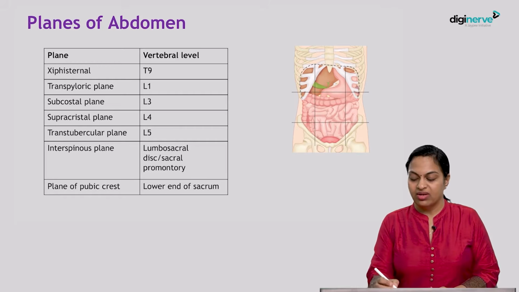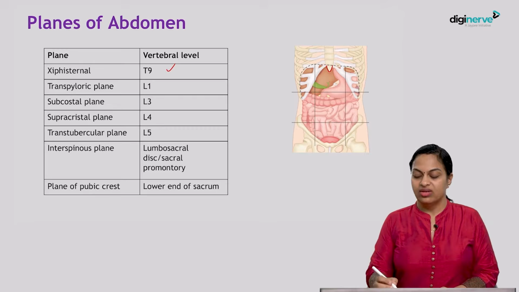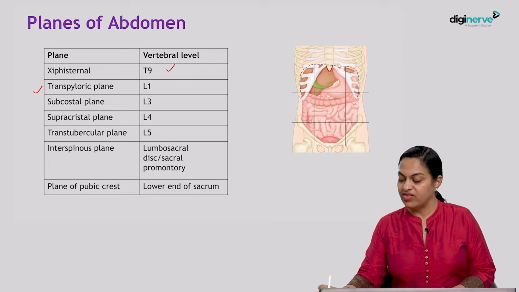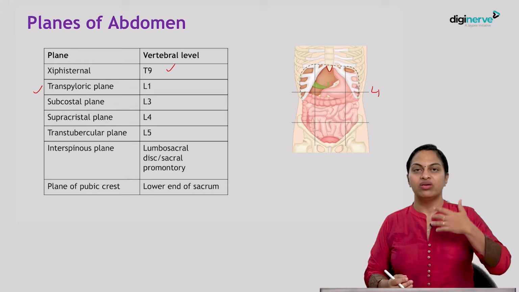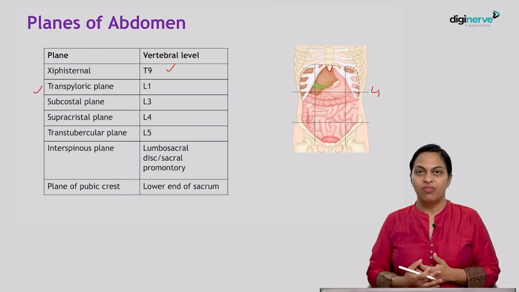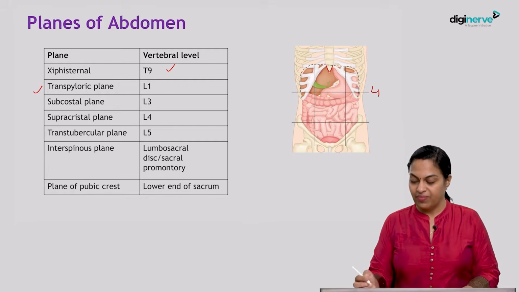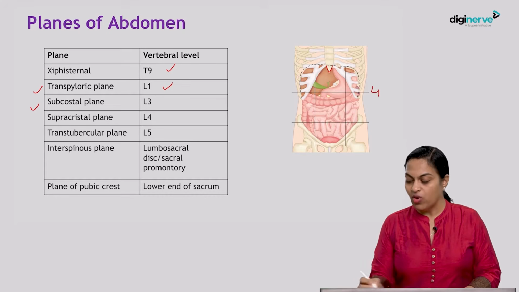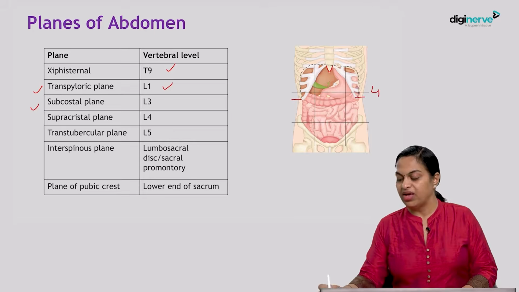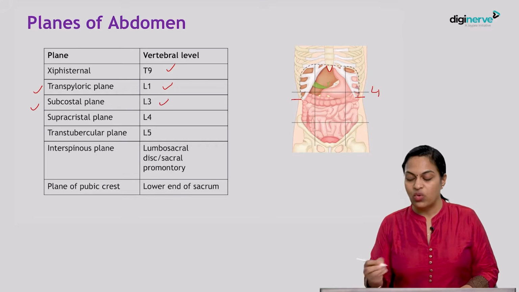This table. The xiphisternal plane corresponds to T9 vertebral level. And the transpyloric plane lies midway between the xiphoid process and the pubic symphysis. So this transpyloric plane passes through the first lumbar vertebra, L1. The subcostal plane is the plane passing through the lowermost part of the costal margin. It corresponds to L3.